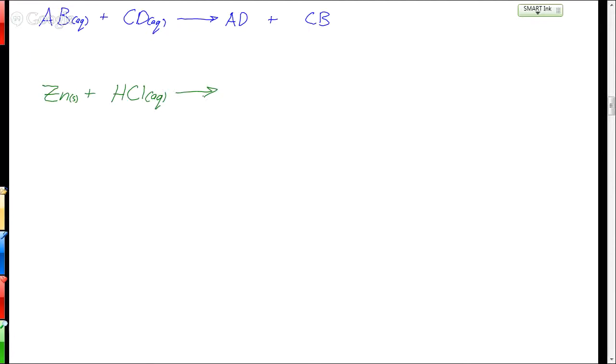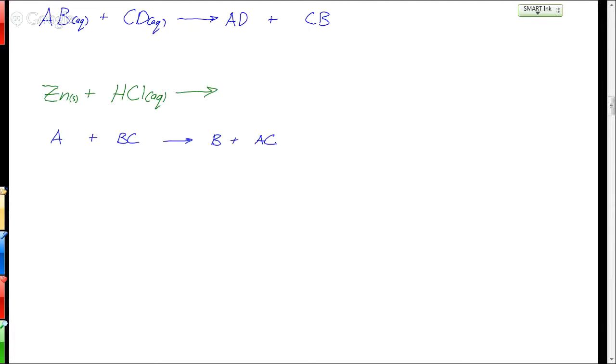What kind of a reaction is that? Yeah, we call this a single replacement. So a single replacement is when you have one thing by itself and then two things together, and then you break one of them off by itself and put the other two things together.